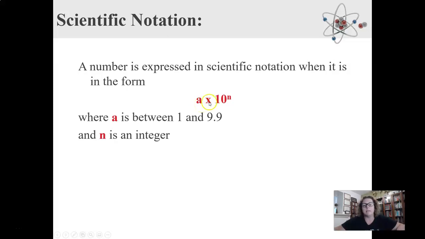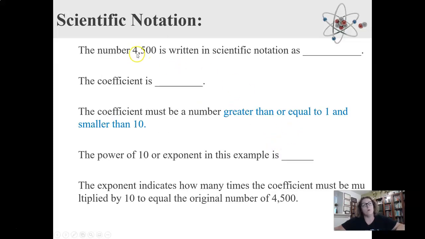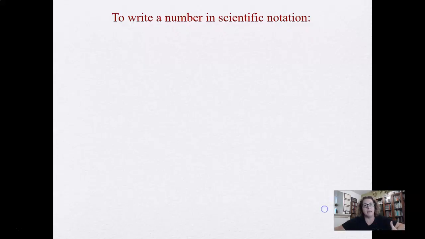And then you have this little x, times a 10 factor to some power. So the little n is an exponent, an integer. It could be positive or it could be negative, okay? So if I had this number, 4,500, in scientific notation it'll look like this: 4.5 times 10 to the third. So the coefficient would be the beginning number, 4.5, which, like I said, has to be a number between 1 and 9.9, which it is. And then the power of 10, the exponent, would be that 3. So the exponent indicates how many times the coefficient must be multiplied by a power of 10, okay?